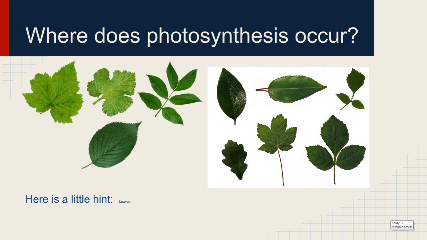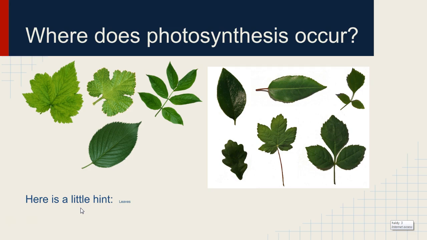First, where does this actually occur? Photosynthesis occurs in the leaves. Okay, a little hint down here: the leaves. Get it? Little hint, and then I made the word really little. See, it's funny because it's like a little hint, but it's small.